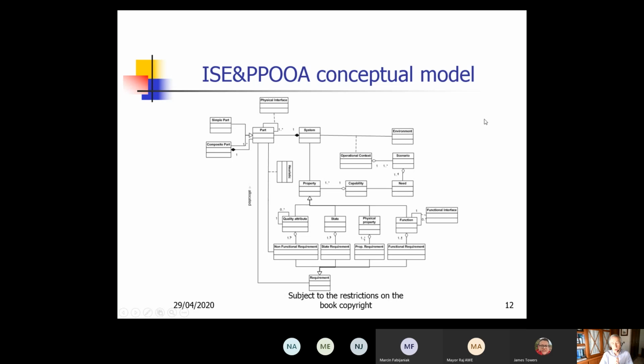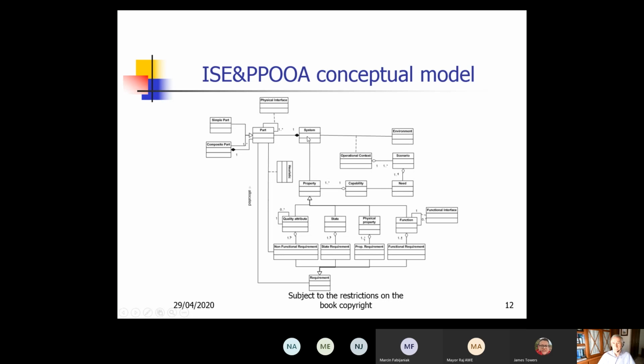It's very important also to understand the conceptual model or ontology that is the foundation of the methodology. I will explain it briefly. We have a system that has parts. Parts may be simple parts or composite. We mean by a composite part an assembly or a subsystem. Parts interact between them, and this is defined by the physical interface.